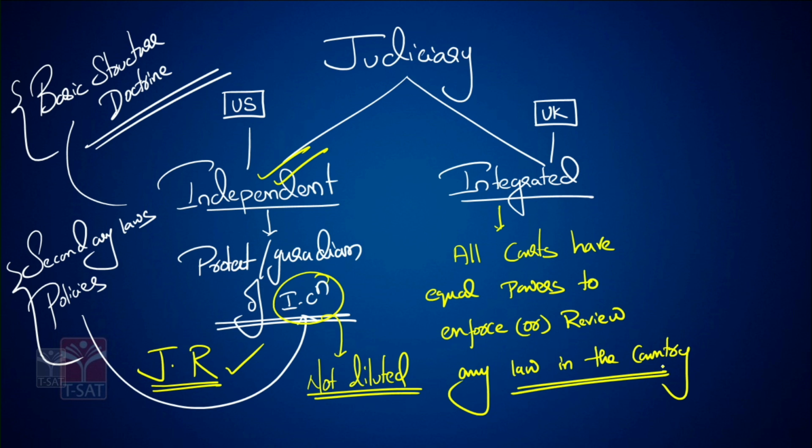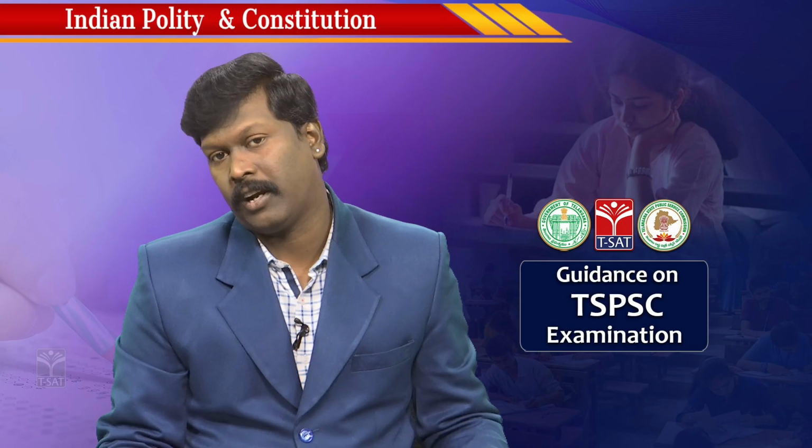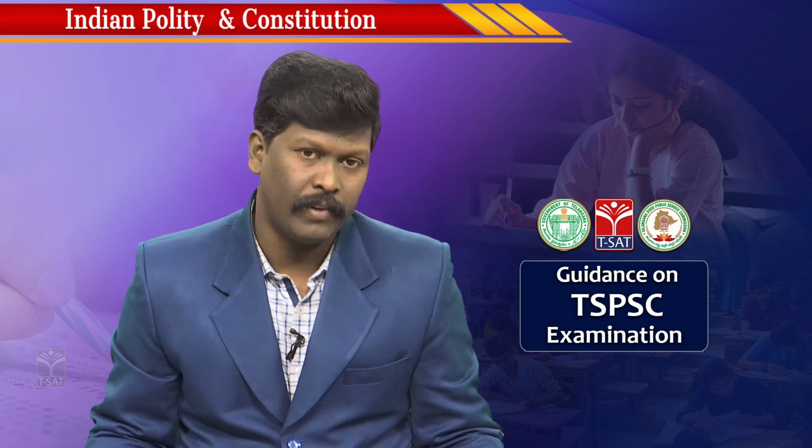In India, all the courts have equal power to enforce and review any law in the country. See, we have a hierarchy of the judiciary. What is that hierarchy of the judiciary? We have the Supreme Court, high courts, and subordinate courts. All the courts in India have equal power to enforce all the laws in the country and review all the laws in the country. That is called your integrated judicial system.